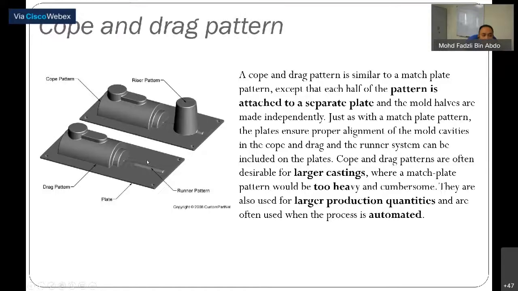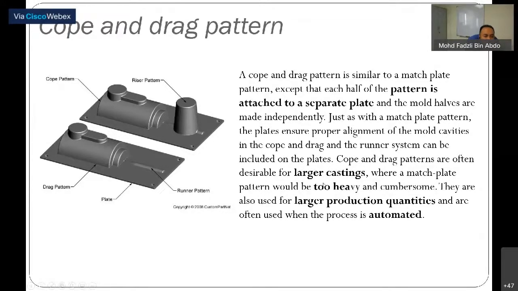Yang ni dia ada each pattern dia ada its own plate itself lah. And the mold halves are made independently. And then just as with a match plate pattern, the plate ensures proper alignment of the mold cavities in the cope and drag, and the runner system can be included on the plates.